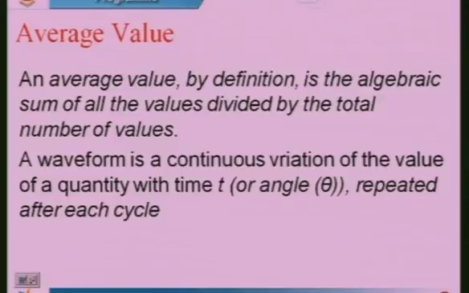So, this average value has an effect on the shape of the waveform. All sinusoidal values will have an average value depending on the maximum value. So, I can derive a closed form expression for the average value of a sinusoidal alternating quantity. Since I am defining the average value over a half period, see, average value by definition is the algebraic sum of all the values divided by the total number of values.